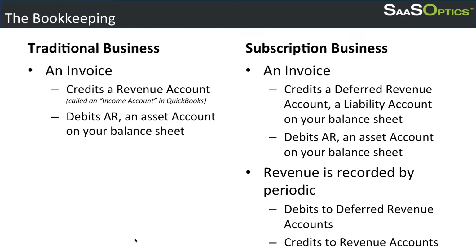Now, what's interesting, if you look at this very quickly, is we're doing a credit and a debit to the balance sheet on the subscription side. On the traditional business side, we're doing a credit to the income statement and a debit to the balance sheet.